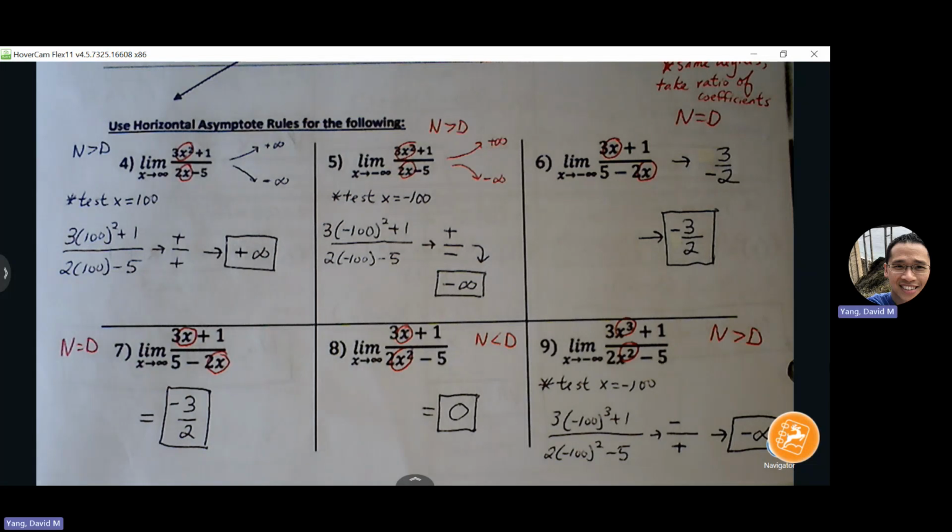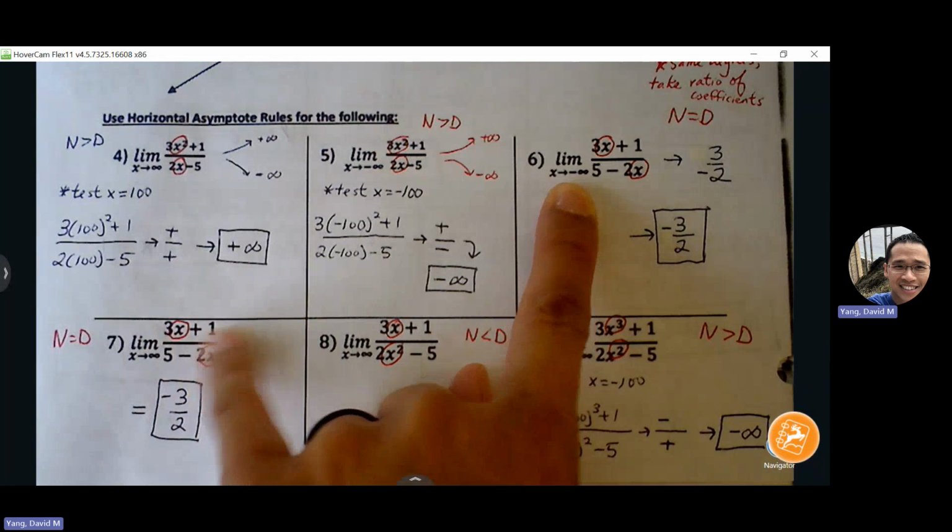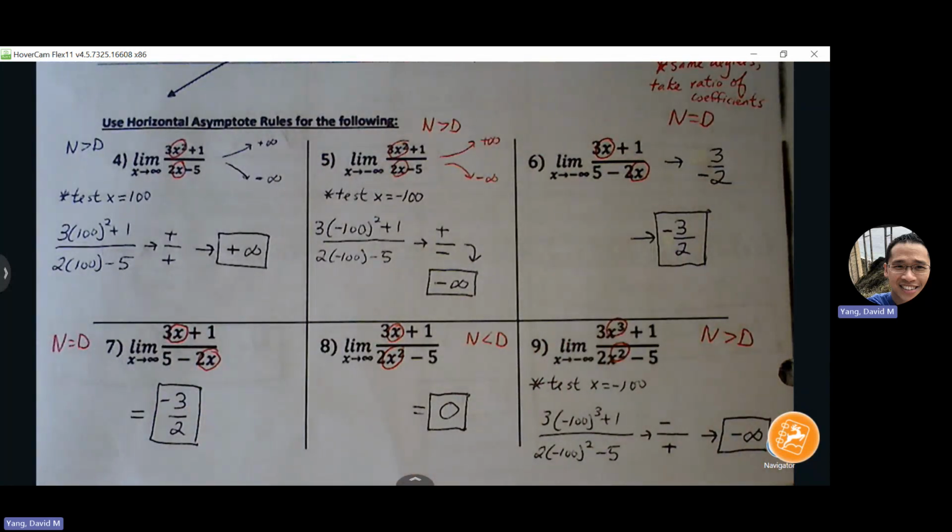For number 7, again, the degree is the same, so -3/2. Notice that these did not change, right? Whether it's positive or negative infinity, as long as my degrees are the same, I just take the ratio of the coefficients. I'm not going to make a different adjustment for negative infinity. It's going to be the same asymptote on either side of the graph.